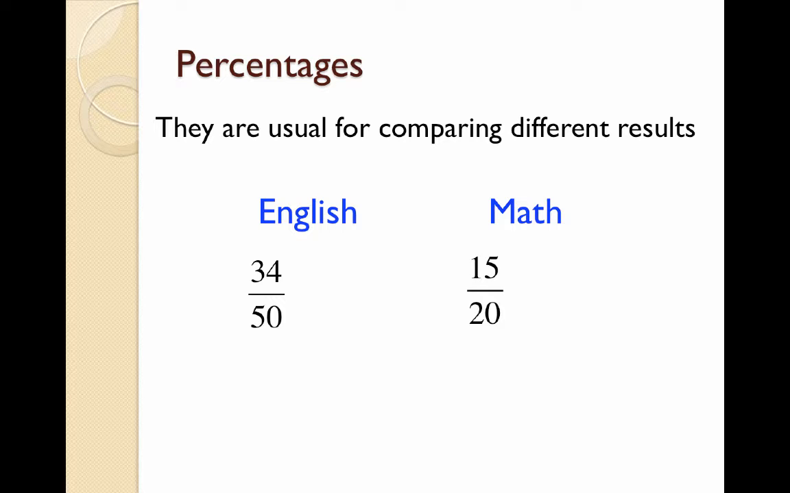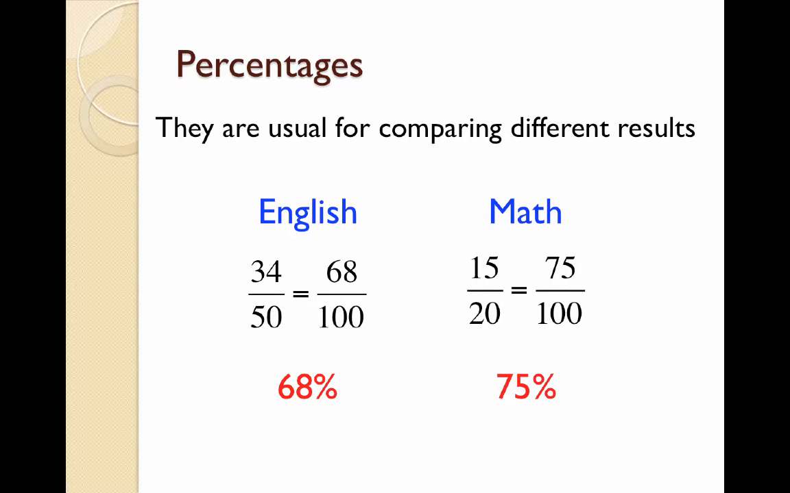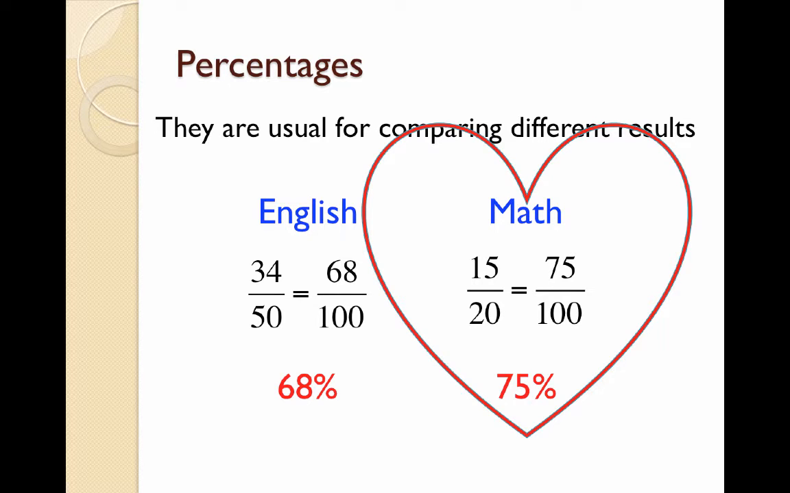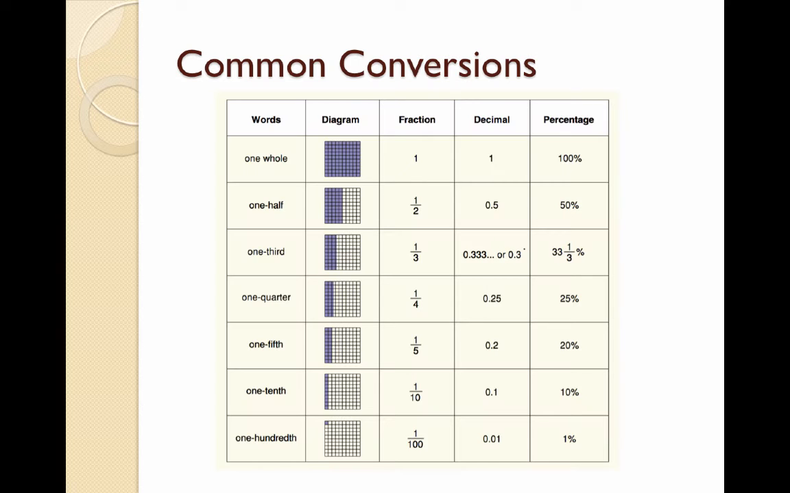But if we knew that 34 out of 50 was the same as 68 out of 100, then we could tell that that's going to be 68%, because percentages are just special fractions out of 100. 15 out of 20, if we knew that was 75 out of 100, we could see that we got 75% in our math exam, meaning that we did better in mathematics.